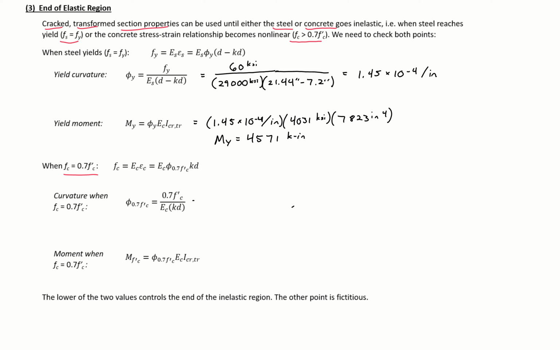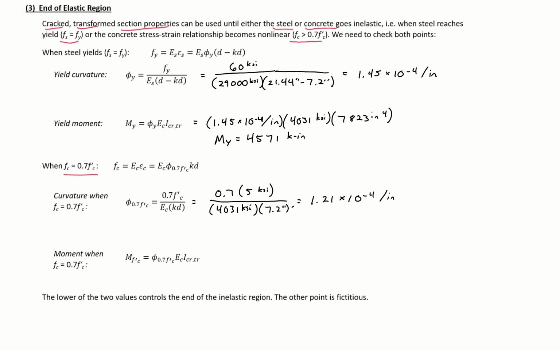So we'll find the curvature and moment for this point. So we have our curvature here of 0.7 times 5 KSI divided by 4,031 KSI. So this gives us the strain at the extreme compression fiber. And then we divide again by KD, 7.2 inches, to give us the curvature at this point, which will equal 1.21 times 10 to the negative fourth radians per inch.